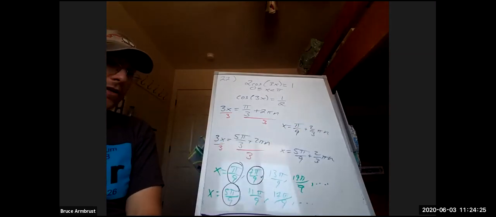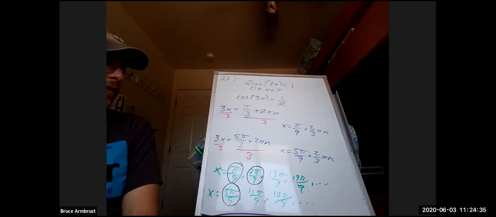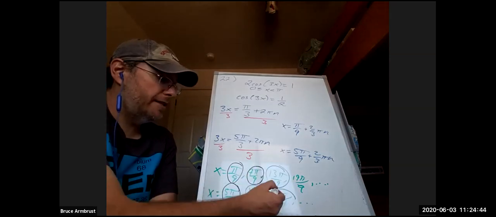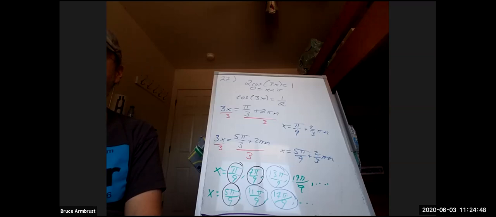How far you're going to have to go, like how many times you're going to have to plug in, really depends on what interval they tell you, right? Like this one, it said 0 to pi. It turned out there were only 3. If this had said 0 to 2 pi, well, that would have added on 3 more of them, because 11 pi over 9, 13 pi over 9, 17 pi over 9, those are all less than 2 pi. Okay, that makes sense. Yeah, because sometimes they ask for like the 4 least positive or something. Sure.